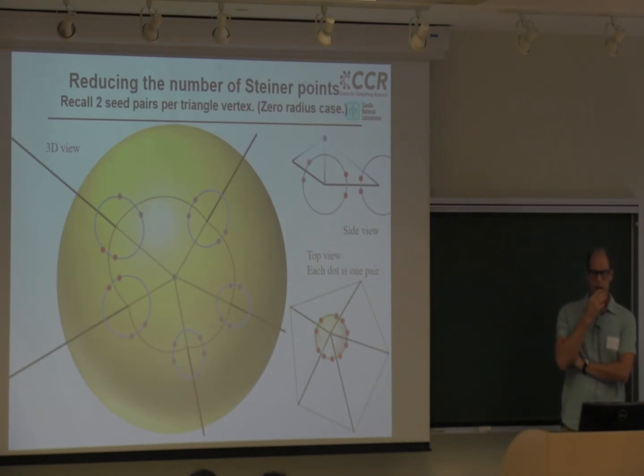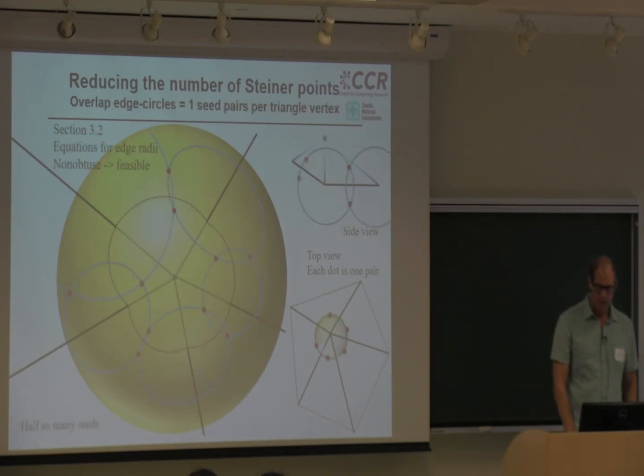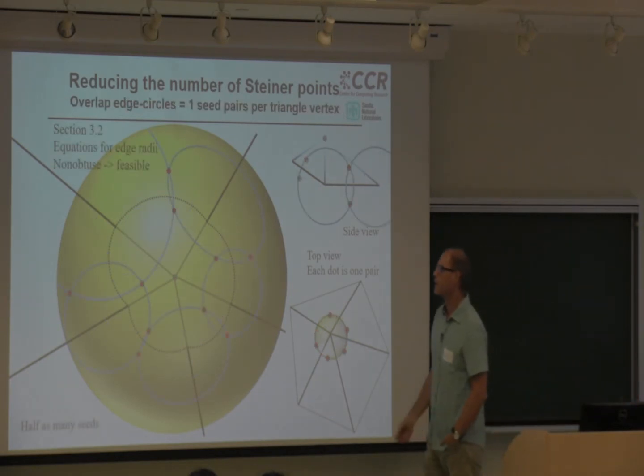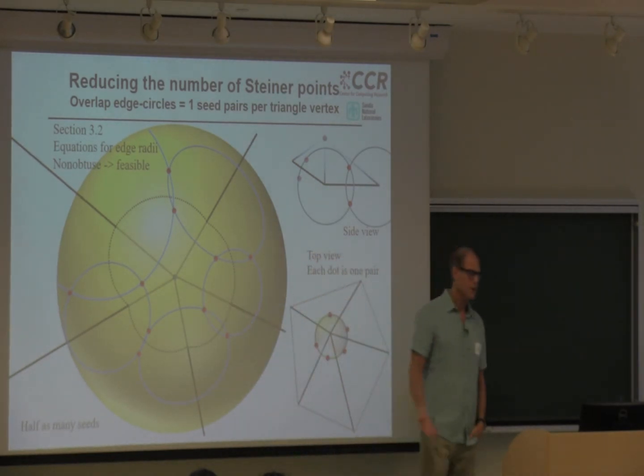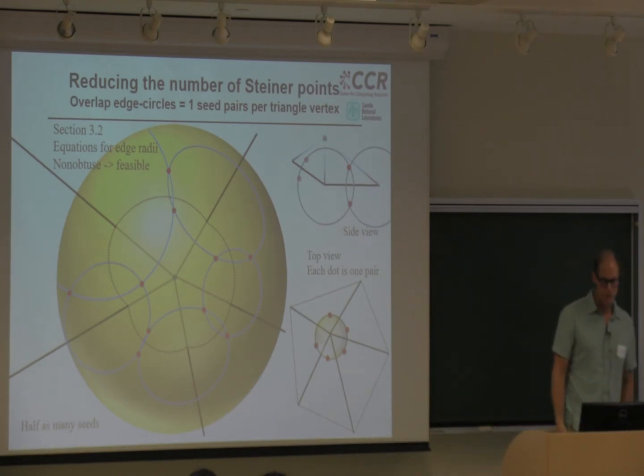All right, another different direction now is, can we reduce the number of Steiner points? It seems like kind of overkill to have 12 Voronoi cells for every single triangle. So the first observation is that if you grow the edge circles so that they overlap, then you can use the same pair for both edges at each triangle vertex. So if you do this, now you only have one pair for every vertex of every triangle. So that's half as many.